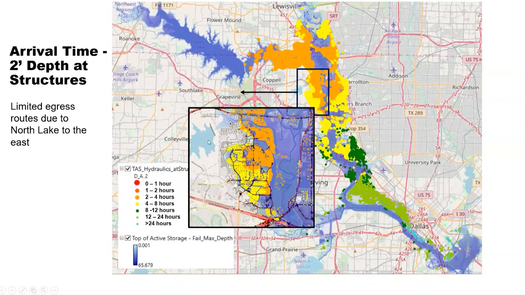You've got a second reservoir down here, so this area is flanked by the second reservoir. There's very few roads that head out of this neighborhood, and water arrives in less than 4 hours for about half of this neighborhood for this particular event. So that would be fairly concerning for an emergency manager, right? And as it should be.